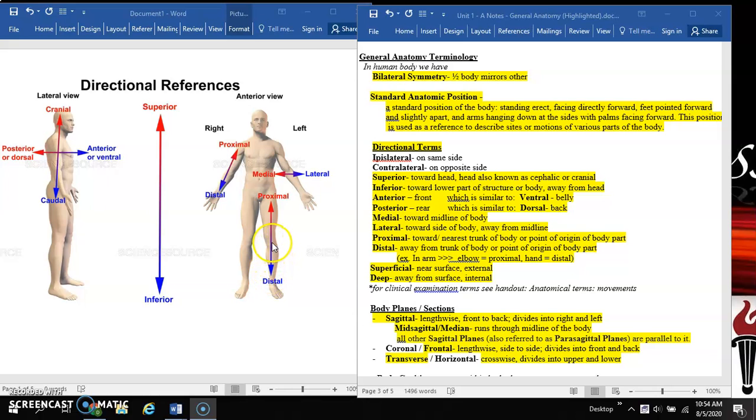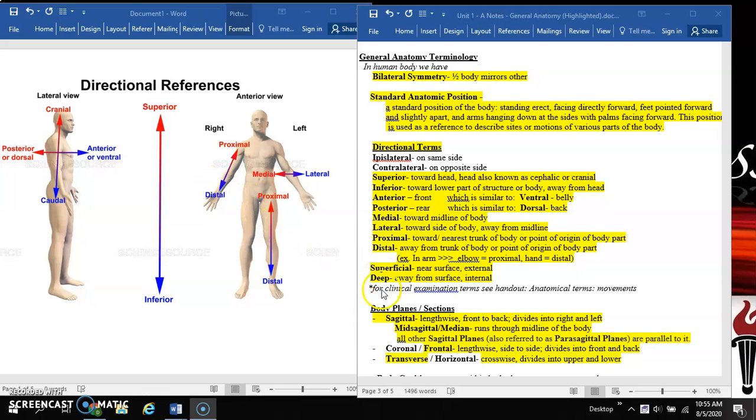So if you're talking about a structure here, we'll use the knee as a point of reference. The foot would be distal to the knee. The tibia and fibula would be located distally. The femur here would be proximal to the knee. And then the patella is what we correctly call the knee. If it's closer to the trunk from whatever point of reference you have, that's proximal. If it's away from the trunk, it's distal.